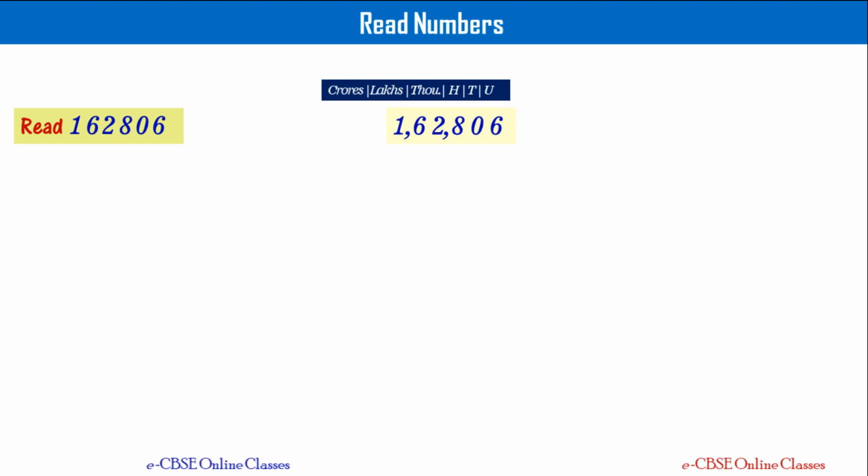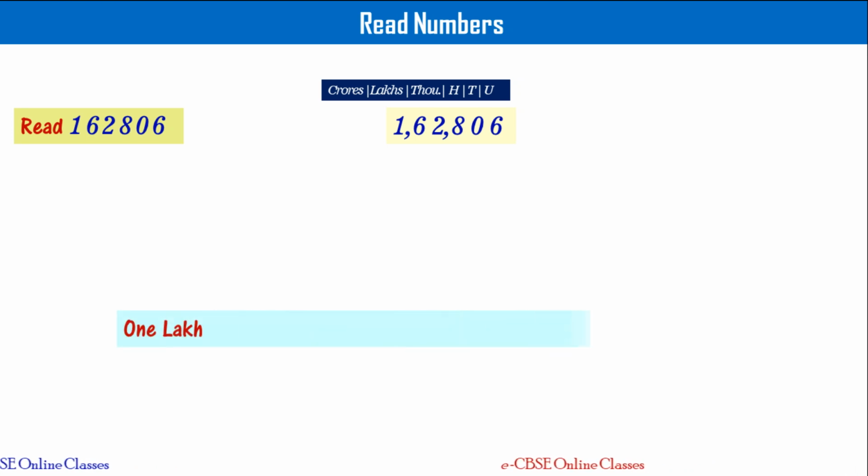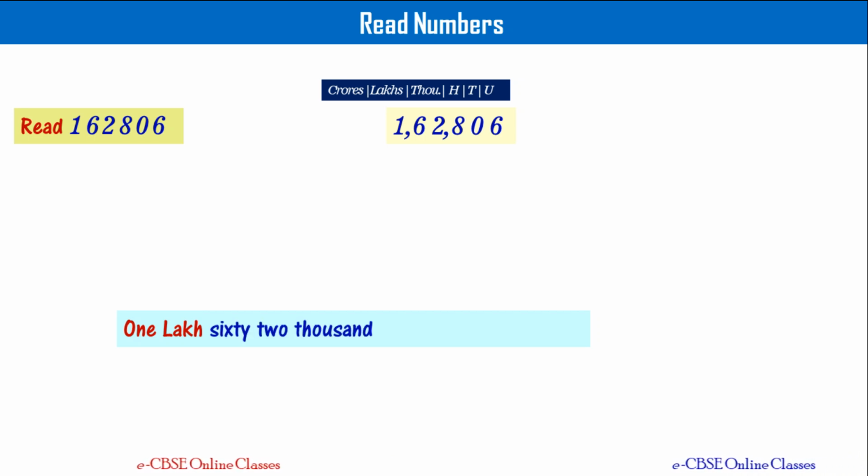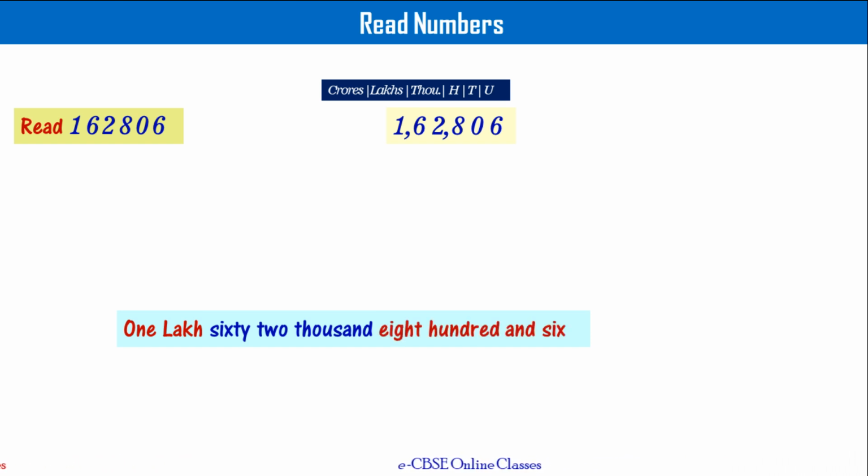As you see here, in the lakhs group, we have only one digit, that is 1. So we write it as 1 lakh. And in the thousands group, we have 62. So it is 62,000. And in the ones group, we have 806. So let's write that. The whole number given can now be written as 1,62,806.